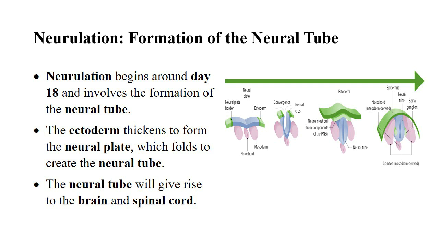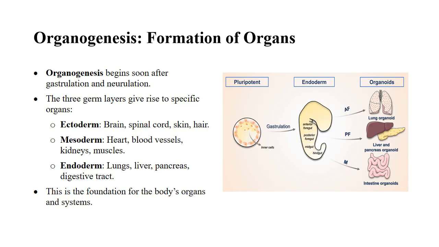Neurulation is a key milestone in the development of the nervous system, establishing the foundation for further development of the brain and spinal cord. 8. Organogenesis, formation of organs. Organogenesis refers to the formation of organs from the 3 germ layers, which begins shortly after gastrulation and neurulation. The ectoderm forms the brain, spinal cord, skin, and sensory organs.